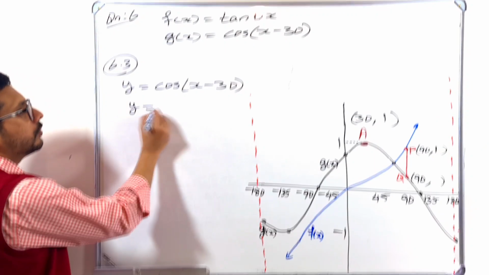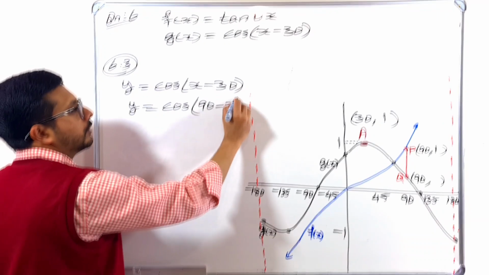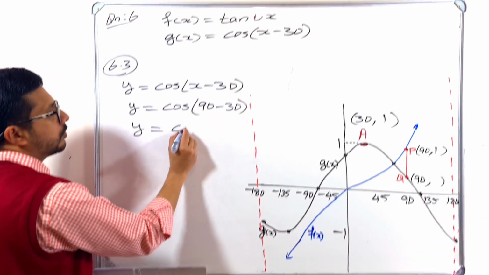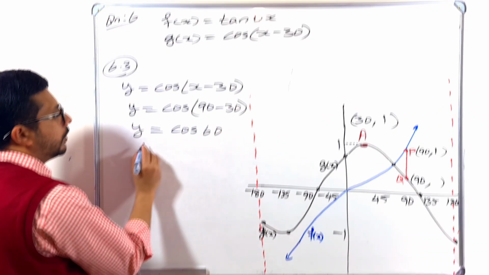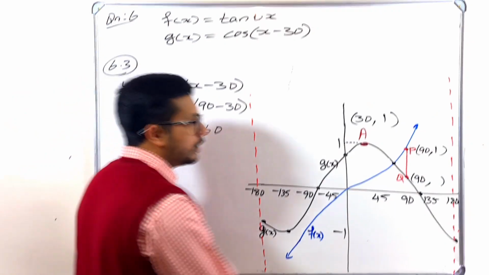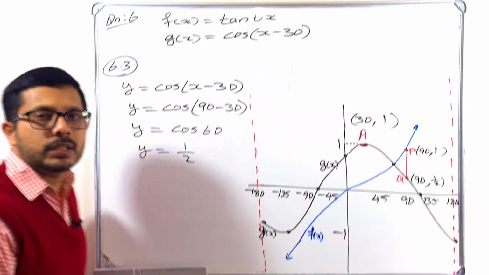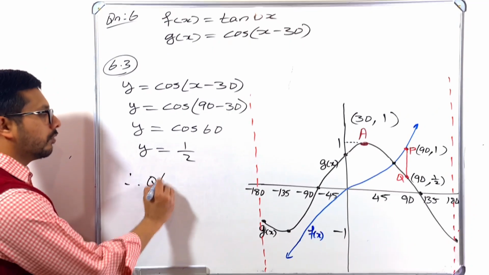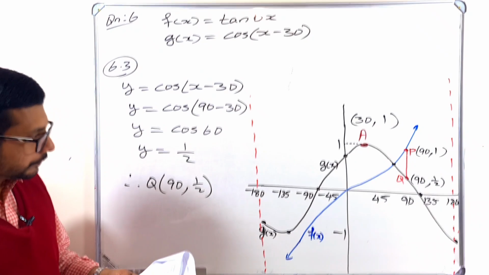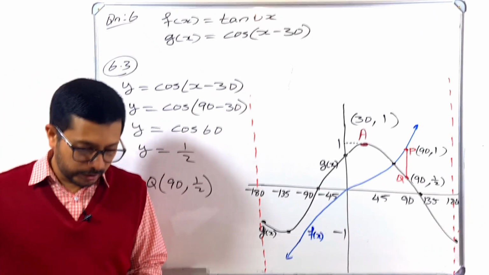So what is the y value? y is equal to cos of 90 minus 30. So y is equal to cos of, 90 minus 30 is 60, so cos 60. What is cos 60? Half. That means at this point Q, the y value is half. So therefore coordinates of Q is 90 comma half. Okay, that is question number 6.3. Now let's move to question number 6.4.